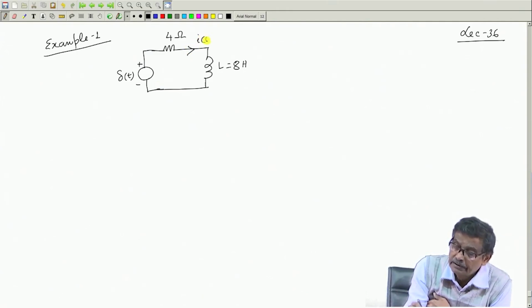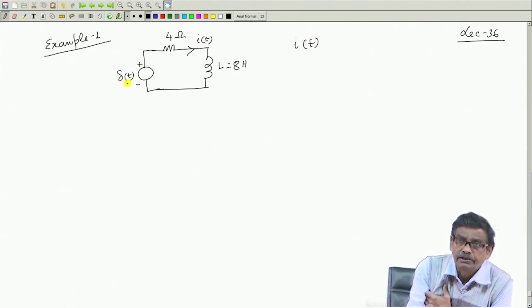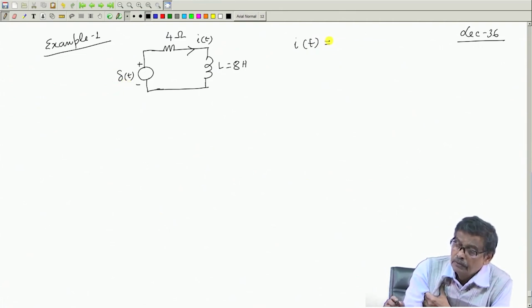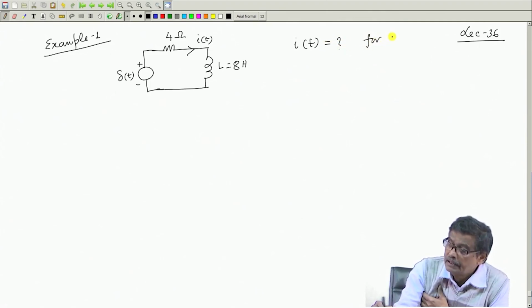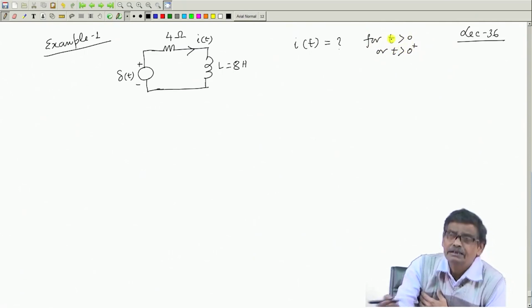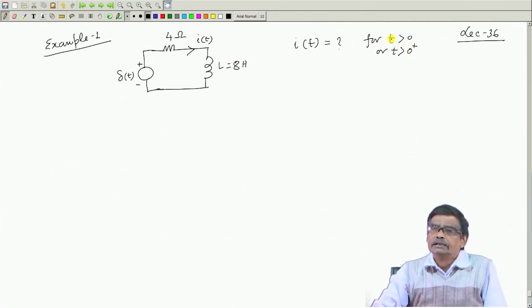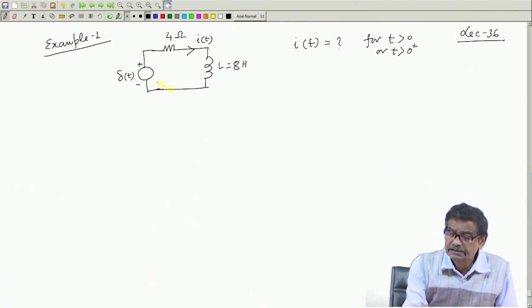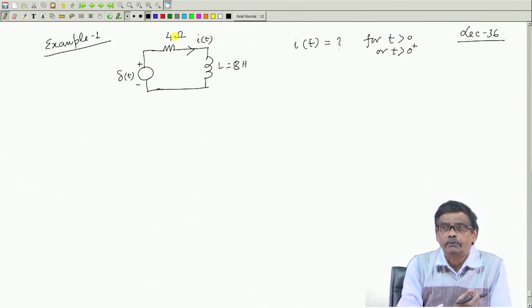What will be the current I t? An impulse is sitting at the origin. So, I t will be equal to how much for t greater than 0 or t greater than 0 plus? For me, there is no difference between t equal to 0 and t equal to 0 plus. So, this is the circuit I want to solve.